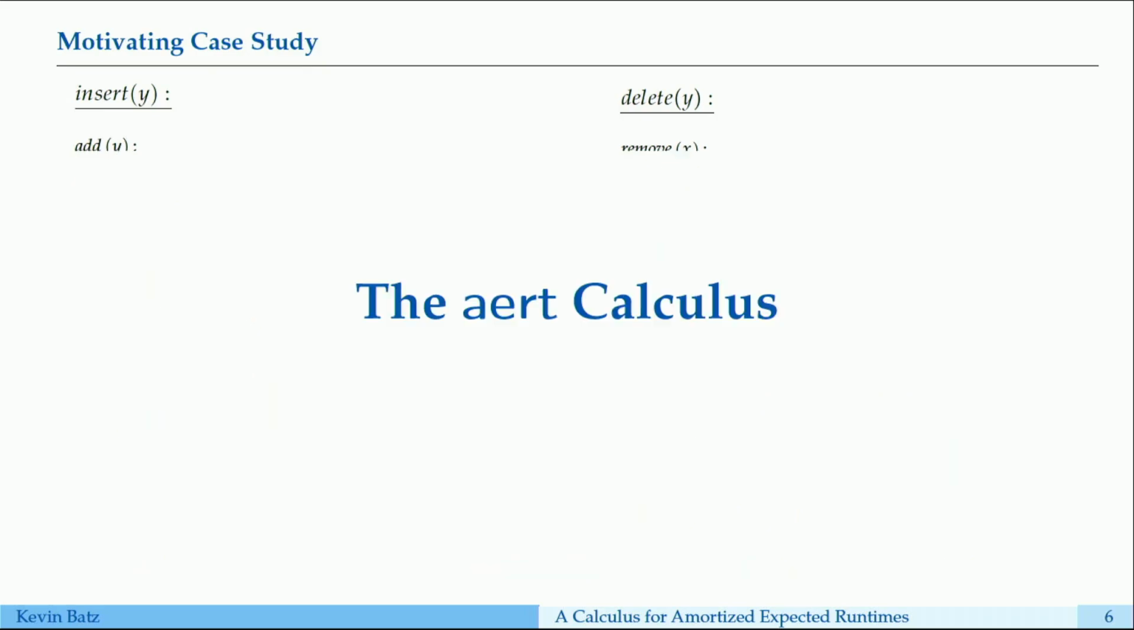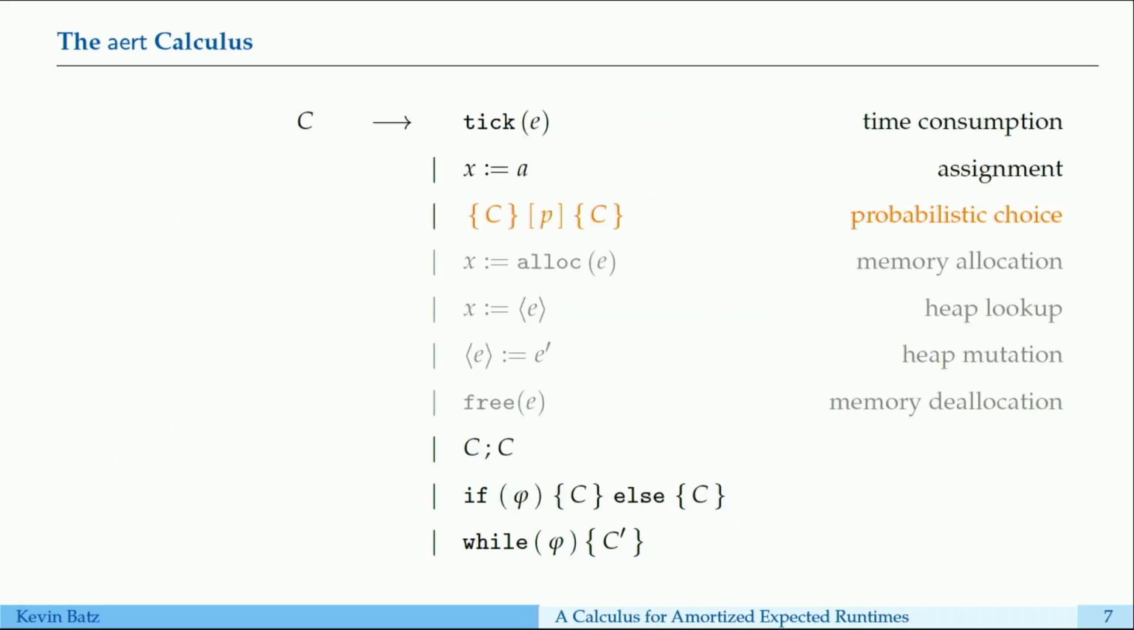Good. So next we consider the calculus. First, very briefly, this is the programming language we are considering. There's nothing really special here. So tick(e) models time consumption of e time units. Randomization is introduced by this probabilistic choice statement here that says with probability p, execute the left branch, and with probability 1 minus p, execute the right branch. And we also have standard pointer operations that we will ignore for the moment.